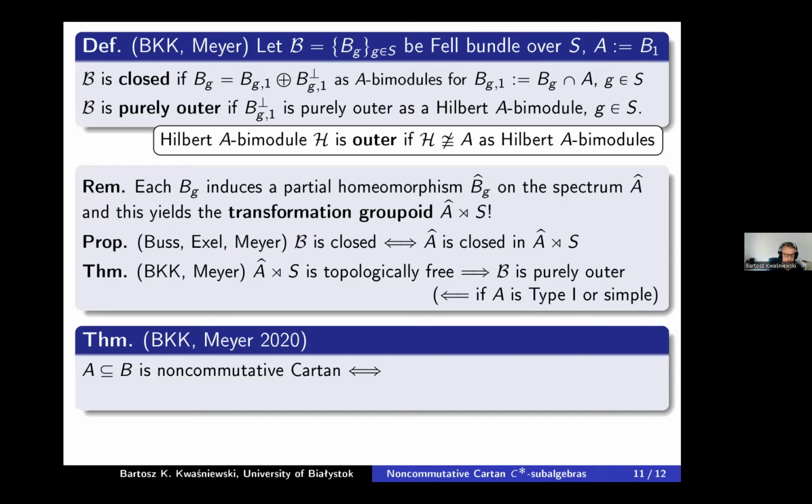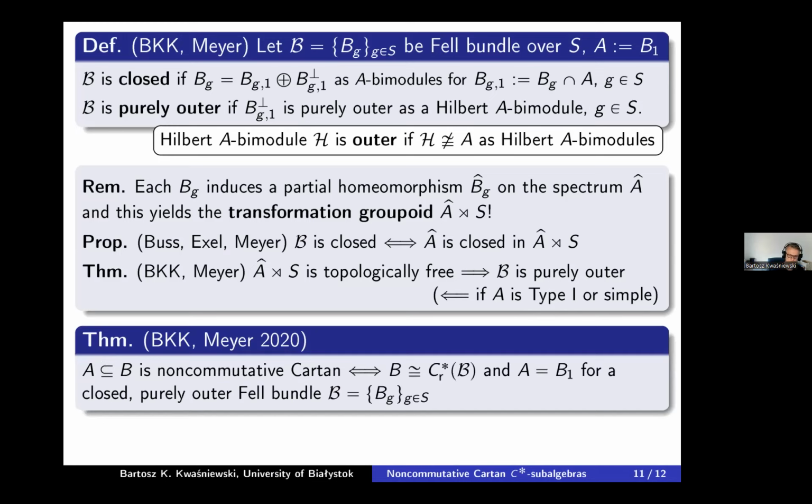But the main result is the characterization of non-commutative Cartan inclusions. A subalgebra A of B is a non-commutative Cartan inclusion if and only if B is isomorphic to the reduced cross-sectional algebra of a Fell bundle which is closed and purely outer. So these two conditions fully characterize non-commutative Cartan subalgebras.